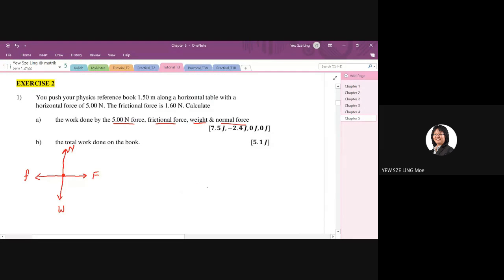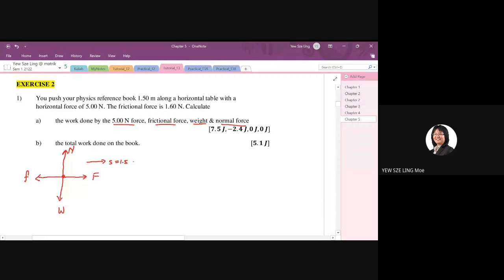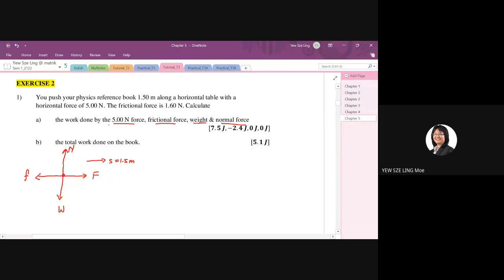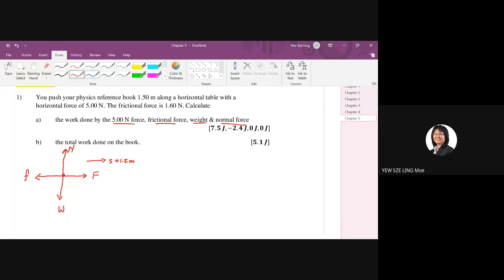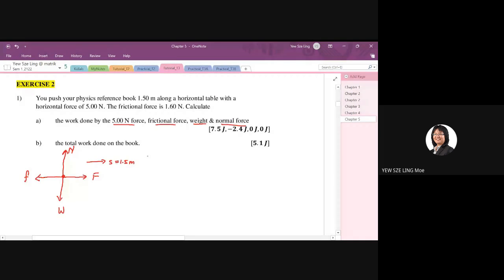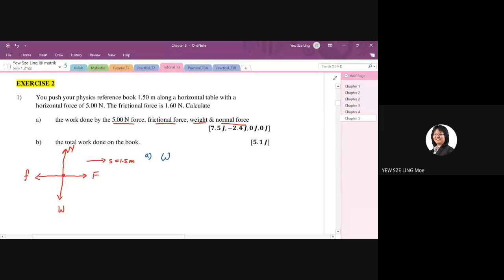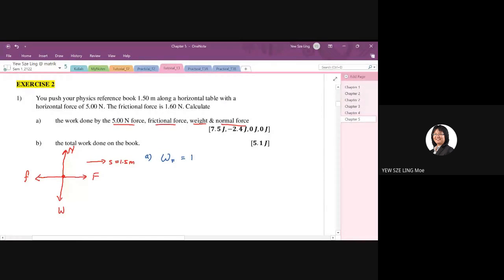Since you push the object, let's say according to my diagram, I push the object to the right. Therefore the displacement is to the right. So this is my s, which equals 1.5 meter. This is a free body diagram based on the explanations given in the question. So now I'm going to solve them one by one, following the sequence in the question. The work done by the 5 Newton external force is equal to Fs cos theta.